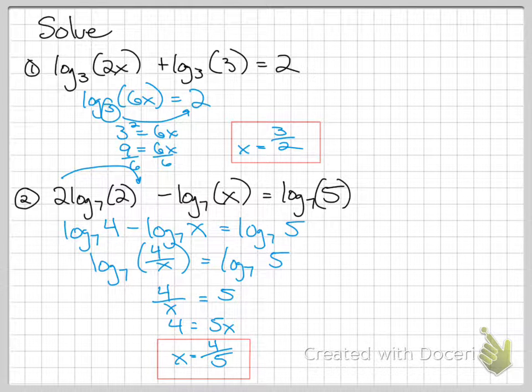Okay, so exponents first, coefficients become exponents. Log 7 of 4. Minus means divide, so that's really log 7 of 4 over x. Log on both sides, the insides must match. 4 over x must equal 5. Put it over 1 and cross multiply if that helps you. And then x equals 4/5.